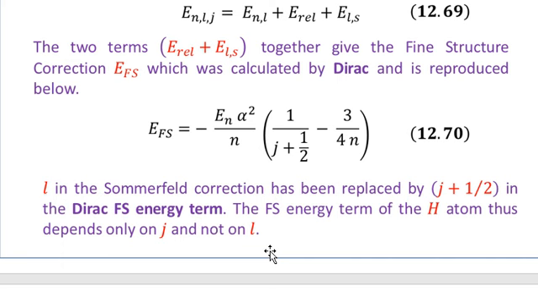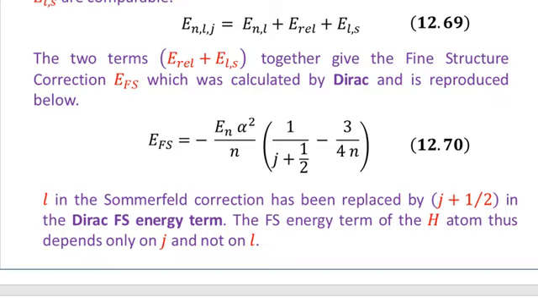So you see that we shall replace the two terms E_REL and E_LS shown in equation number 69 by the energy term shown in equation number 70, derived by Dirac, where the fine structure energy mainly depends upon the total quantum number J of the atom and the principal quantum number n of the atom.